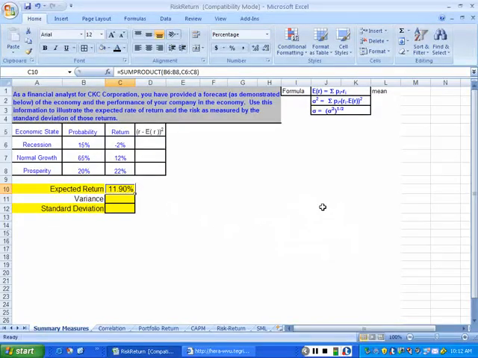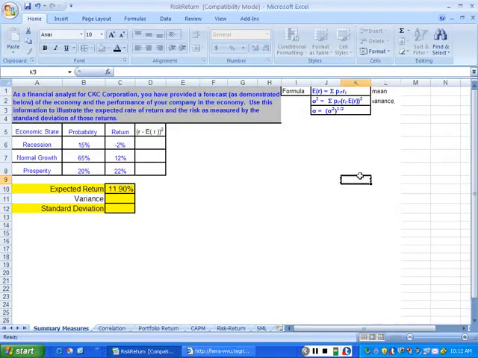Now, we have a couple of different risk measures that are provided here. The first of these is the variance. But to get the variance, you can see the formula up here for variance. It's given by the symbol sigma squared.